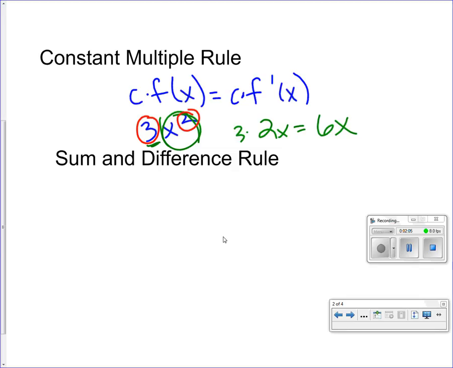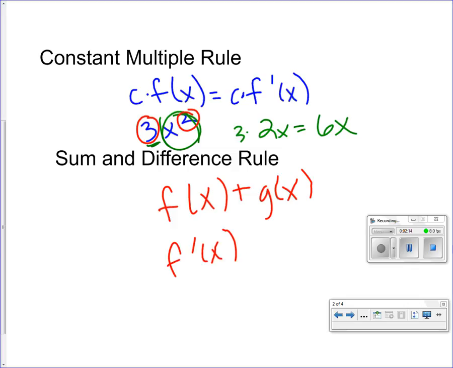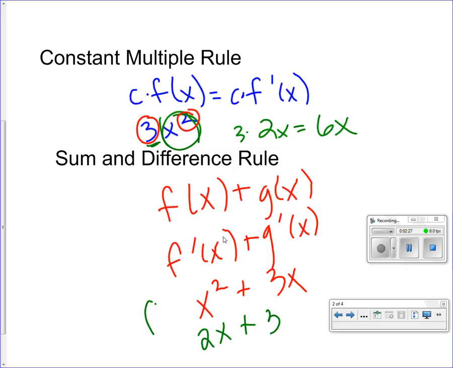The sum and difference rule says that if you have two functions, f and g, and you're going to add or subtract them, their derivatives are also added or subtracted. Again, we saw this in class where we said, what if you have x squared plus 3x? Well, then you just take the derivative of all the pieces and add the derivatives together. So this is f plus g, and this is f prime plus g prime. You just add the derivatives together.